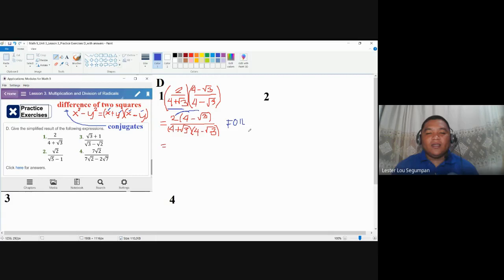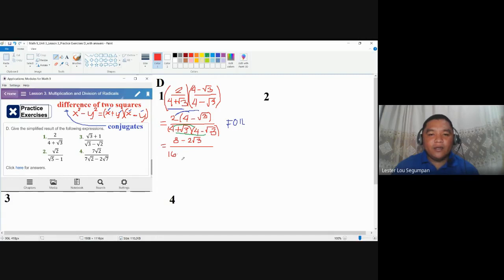Then we multiply the numerator. 2 times 4, you have 8. 2 times square root of 3, so you have minus 2 square root of 3. And then we use the FOIL method to multiply the denominator. So you have 4 times 4 for the first terms. You have 16.